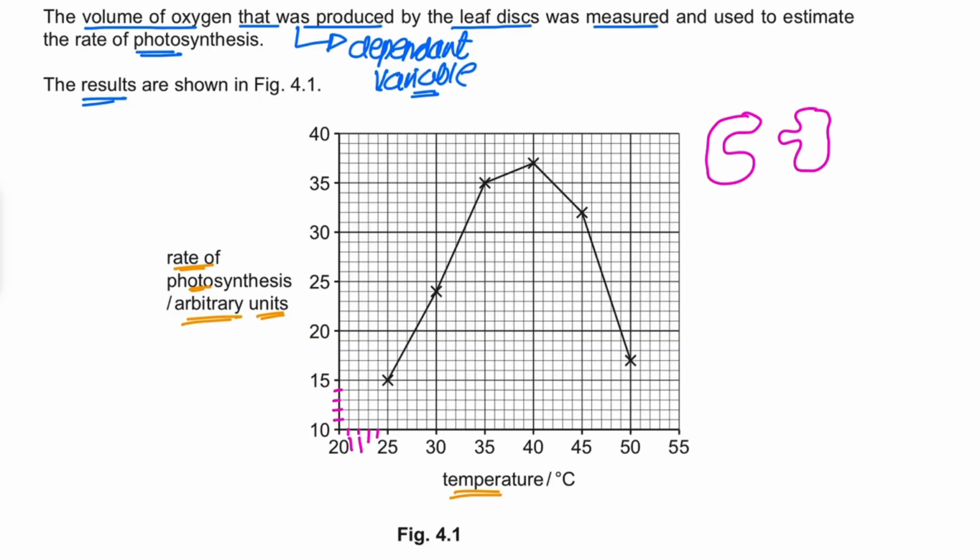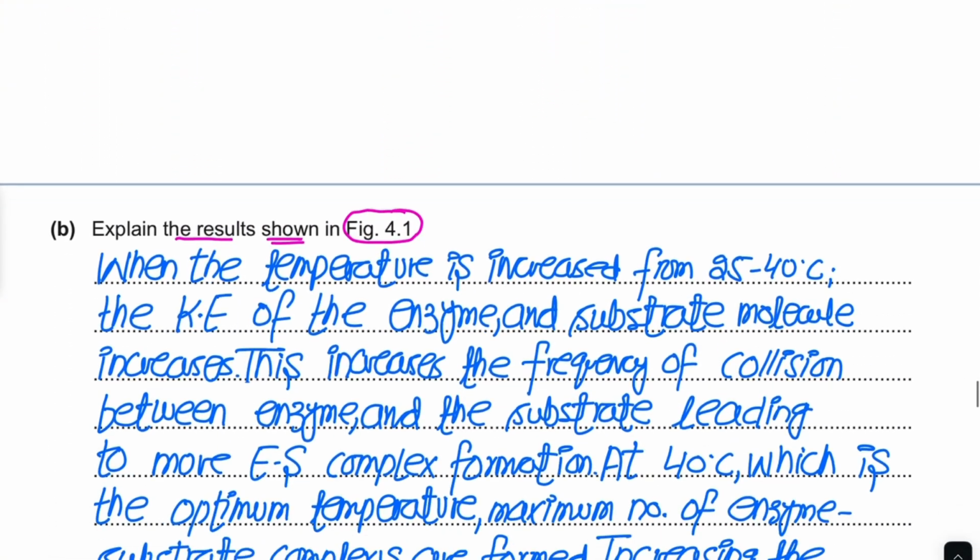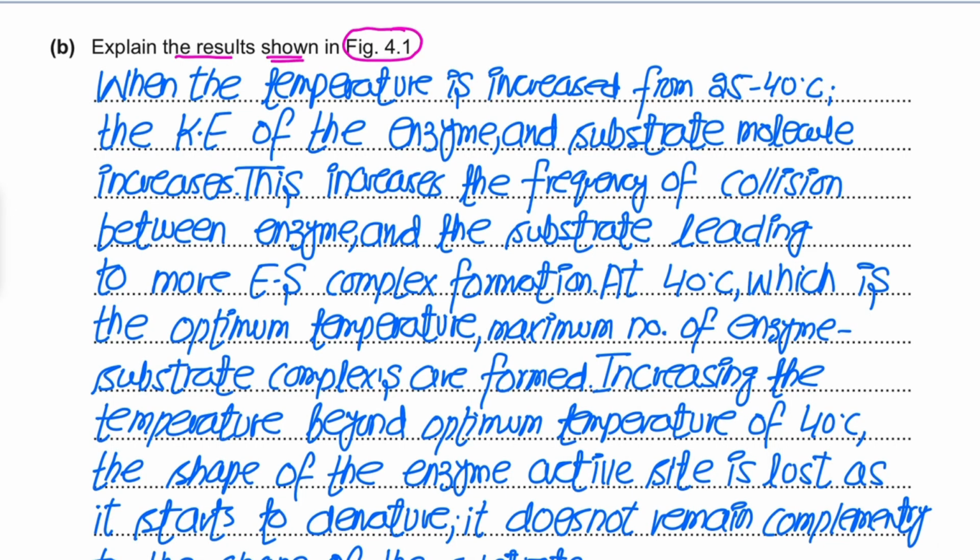So here I have just explained it. If it was in terms of description, then we would have given the examiner reference to these values. If I just read out what I have explained above: when the temperature is increased from 25 to 40, the kinetic energy of the enzyme and the substrate molecules is increasing. With an increase in their average kinetic energy, the frequency of collision between the enzyme and the substrate increases and we make more enzyme substrate complexes. And as I mentioned above, at 40 degrees centigrade, the optimum temperature of the reaction, the maximum number of enzyme substrate complexes have been formed.